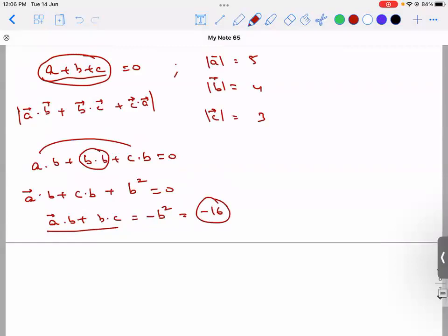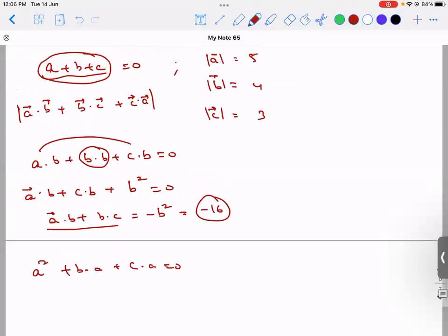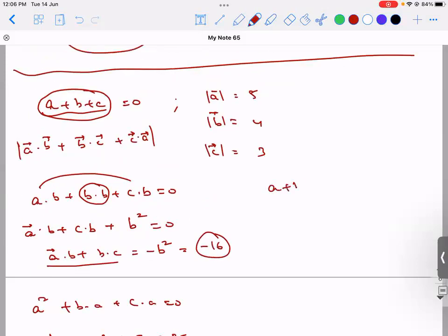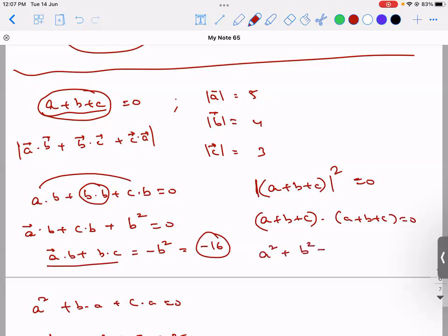Similarly, take dot A on both the sides. A square plus B dot A plus C dot A is 0. So what is A square? Then I'll get B dot A plus C dot A is equal to minus of 25. Okay, instead, what you can do whenever you have dot product, right? A plus B plus C, take the magnitude out of it and square it on both the sides so that it becomes A plus B plus C dot A plus B plus C is equal to 0. Then this becomes A square plus B square plus C square plus 2A dot B plus 2B dot C plus 2C dot A is equal to 0.